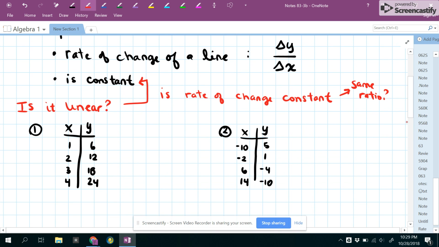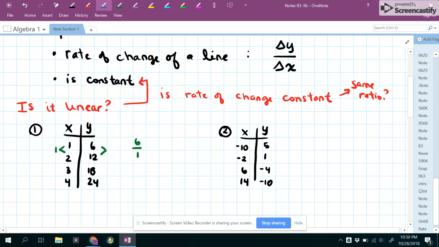Every single time. So, looking at this first example, the x's are 1, 2, 3, 4. The y's are 6, 12, 18, 24. So you have to check every ratio. So this change in y's is 6. This change in x's is 1. So far we have 6 over 1.